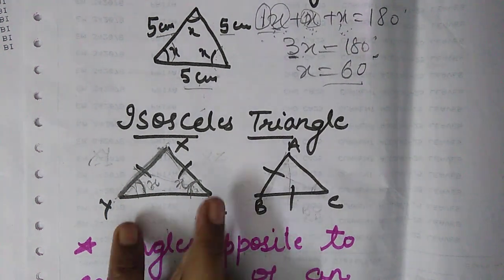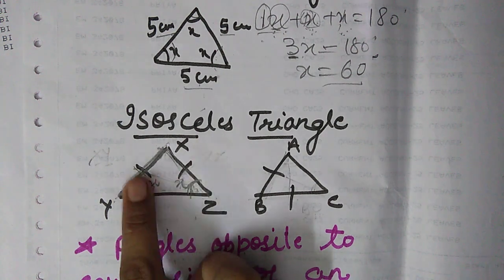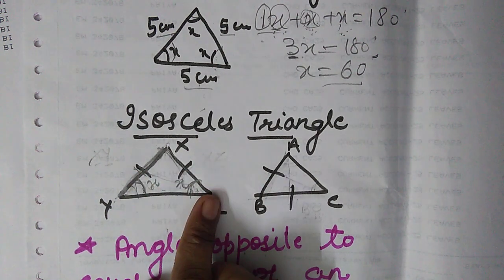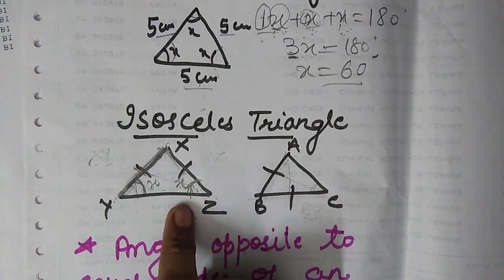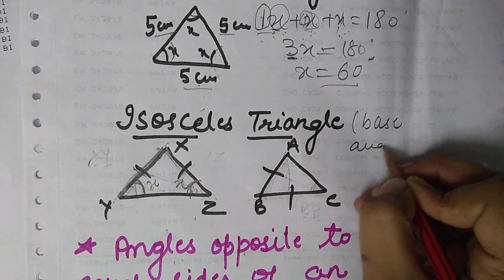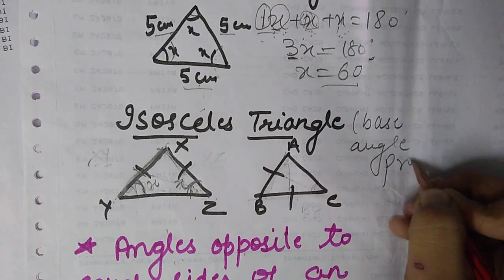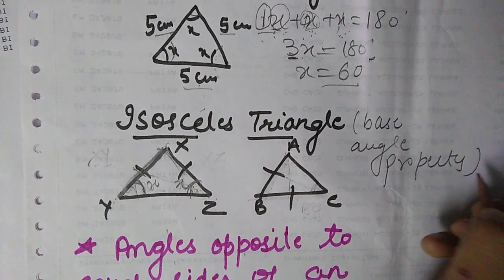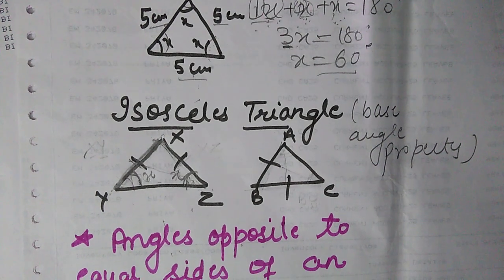So these two angles are equal if these two sides are equal, and this is also known as the base angle property. Base angle property. This property is also known as the base angle property of an isosceles triangle.